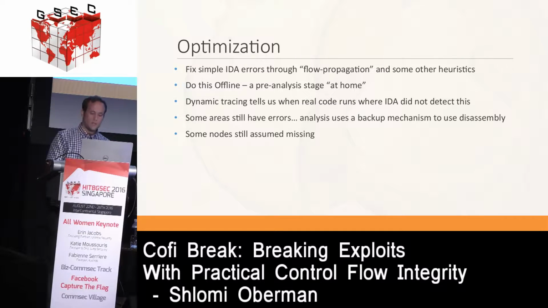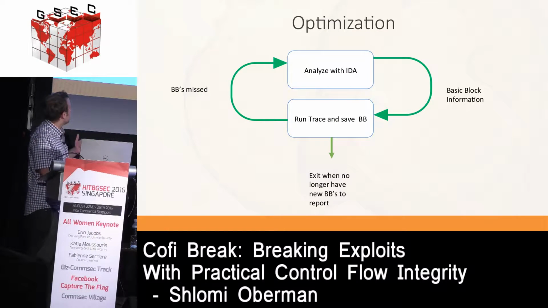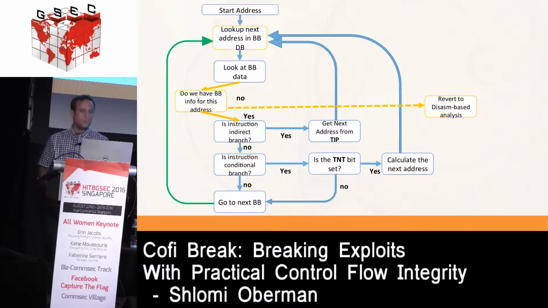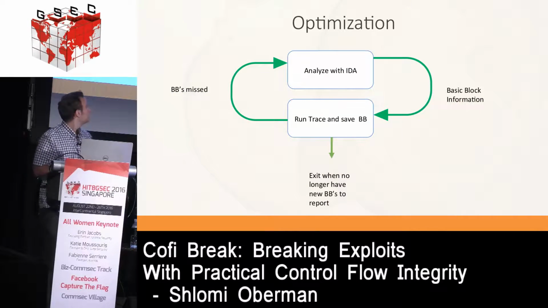Another thing we can do is, after we analyze with IDA, we can run the trace and see where we have errors, right? See where the code actually goes, but we don't have basic blocks for that area. Then we take the basic blocks that we saw in the real execution and put them back in the IDA analysis. When we see that we're no longer missing basic blocks, we now have an exact basic block representation.